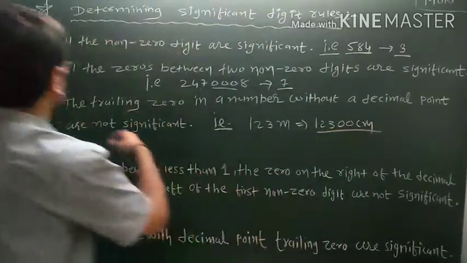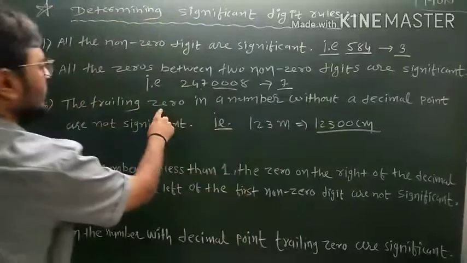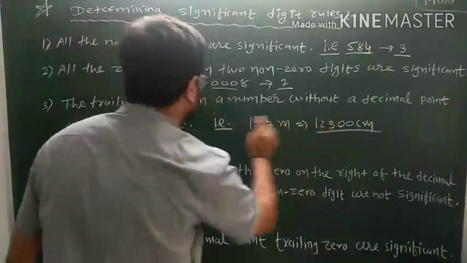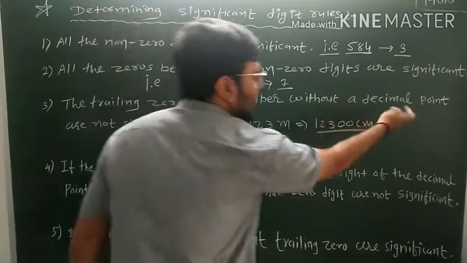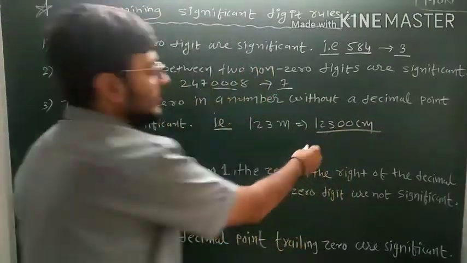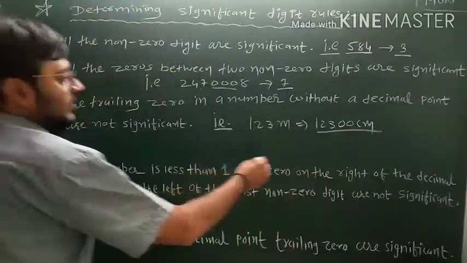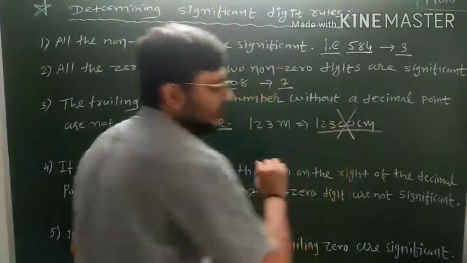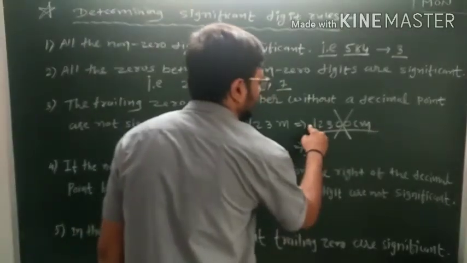So we have the rule that trailing zeros in a number without a decimal point are not significant. Here, see this, we have no decimal point. So we conclude that these two zeros are not significant. So here the only significant digits are 1 2 3, that is 3.